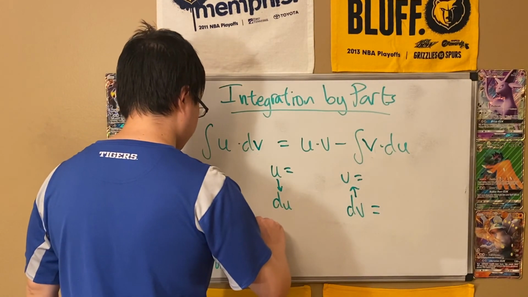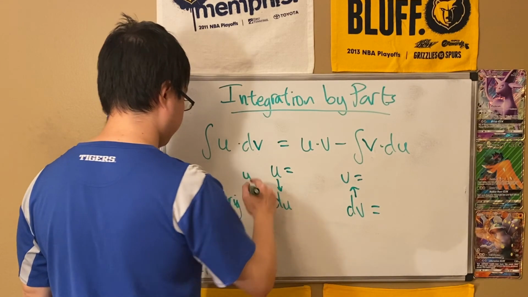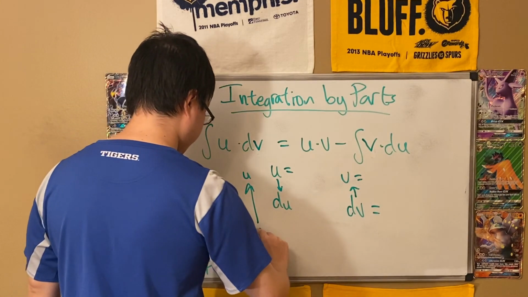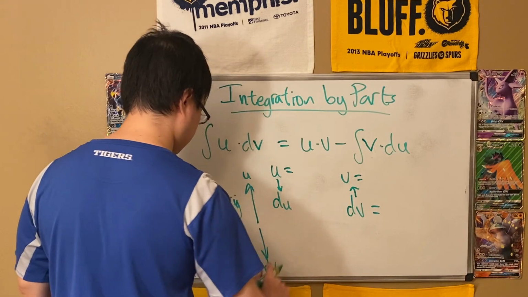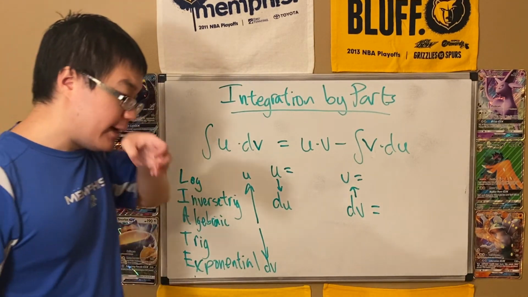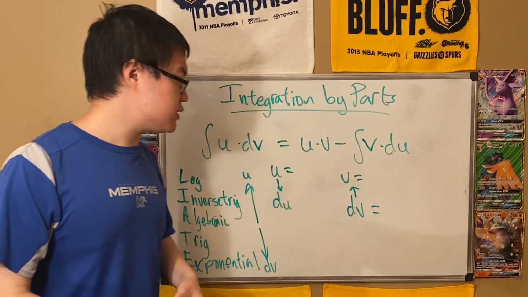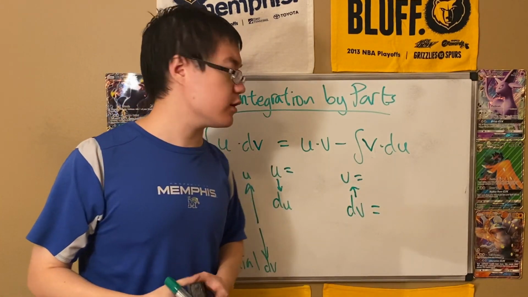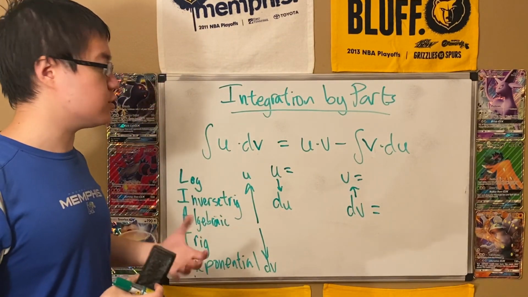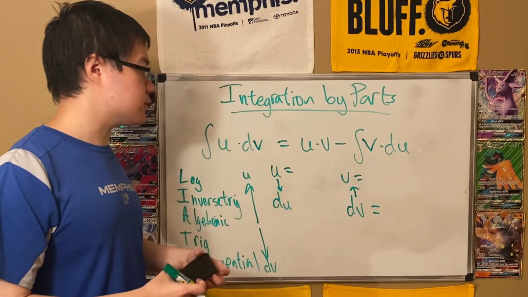So in this acronym, if it's closer to this side, that means that we're going to choose it for u, and if it's closer to this side, we're going to choose dv. And that's really the formula. Sort of a little bit of a confusing process, but as you'll see, it's the same thing over and over and over again. So we probably should just get straight to examples, and you'll see that this is a little bit clearer.